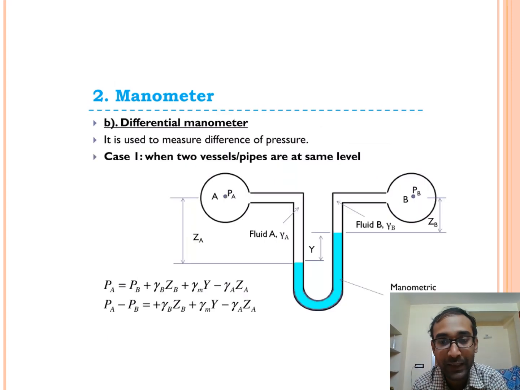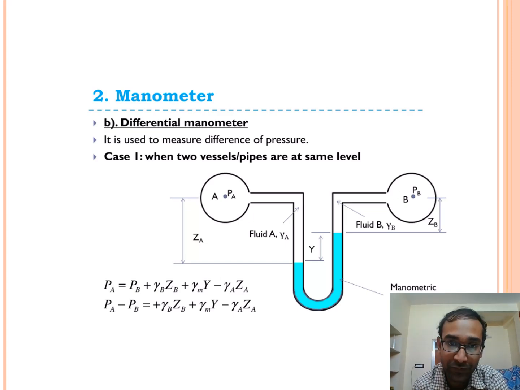In your slide we can see the differential manometer. One end is A and the other end is B, so there are two fluids, fluid A and fluid B. That means the properties are different, and the manometric fluid is also between the two. This is another fluid, which does not have the same properties as fluid A or fluid B. So how can we measure?